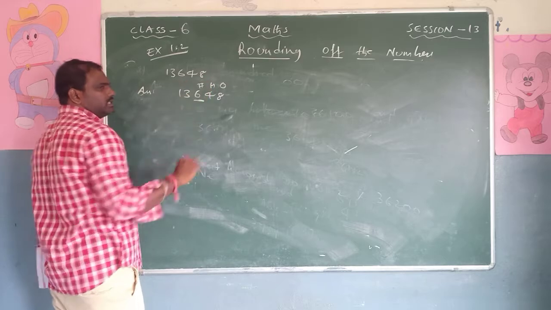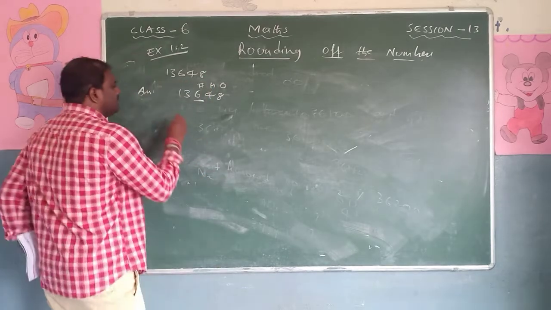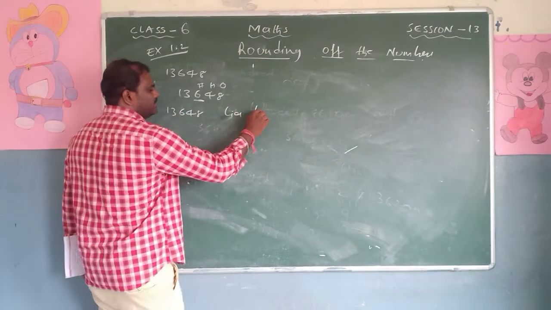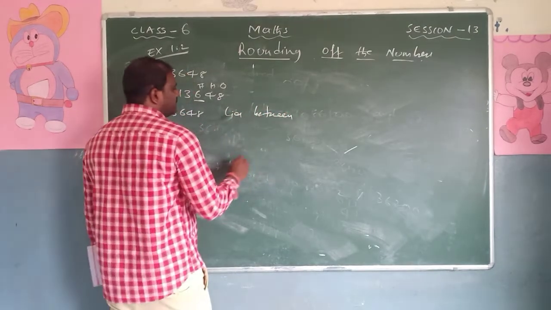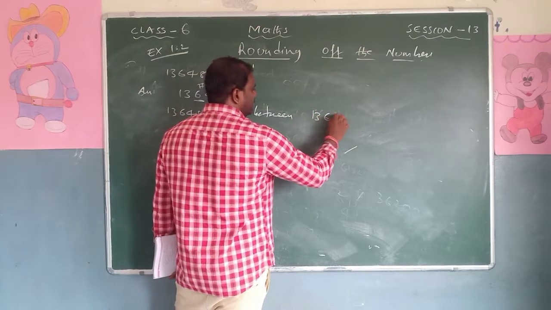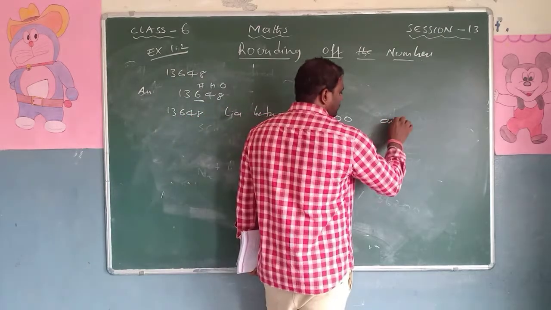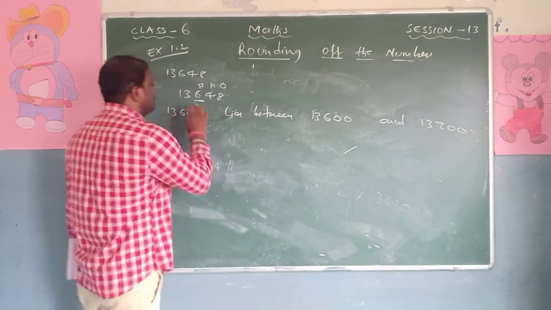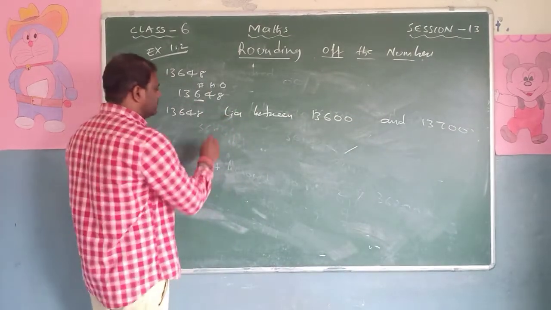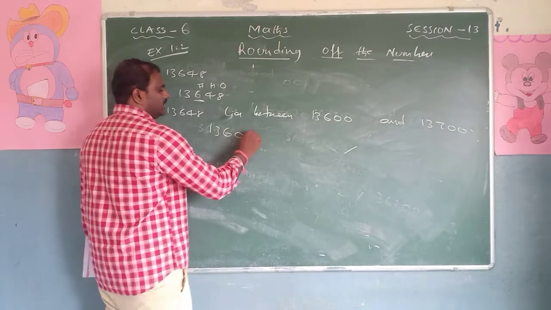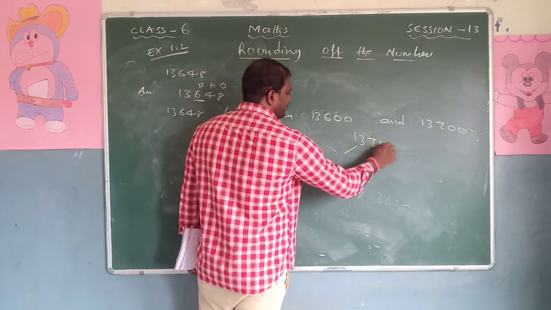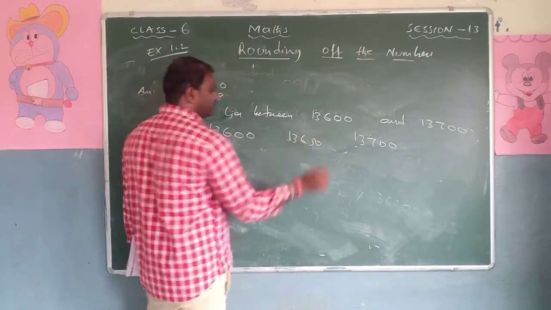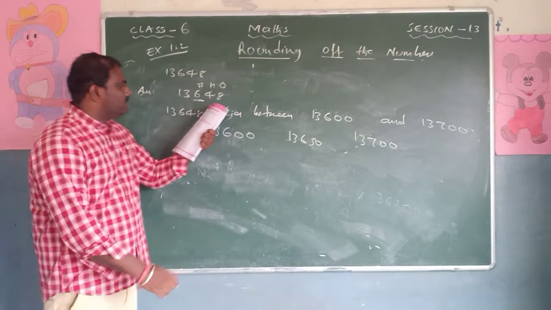What should I write? So 13,648 lies between which numbers? 13,600 and 13,700. Yes or no? 600s. Next, what should I write? 13,600, 13,700. You know what is the middle number? 13,650. Now look at this number.